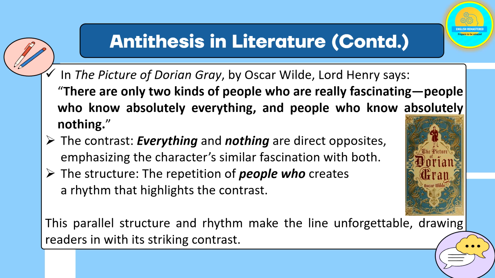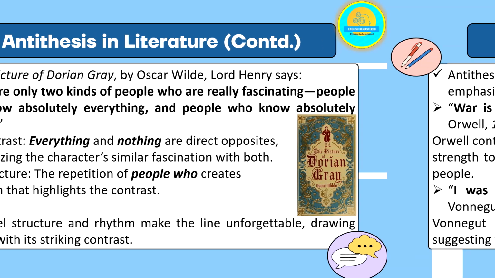In The Picture of Dorian Gray by Oscar Wilde, Lord Henry says, there are only two kinds of people who are really fascinating, people who know absolutely everything and people who know absolutely nothing. The contrast: everything and nothing are direct opposites, emphasizing the character's similar fascination with both. The structure: the repetition of people who creates a rhythm that highlights the contrast. This parallel structure and rhythm make the line unforgettable, drawing readers in with its striking contrast.